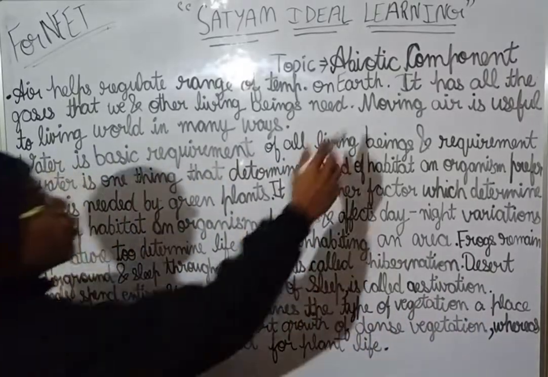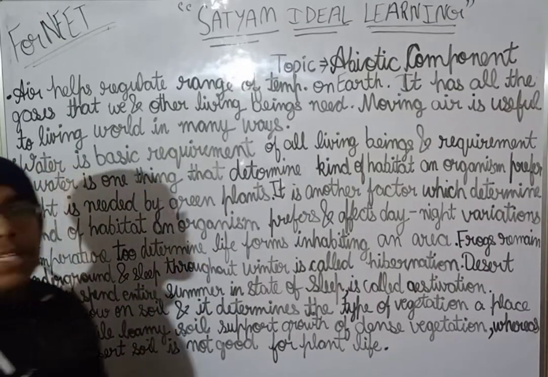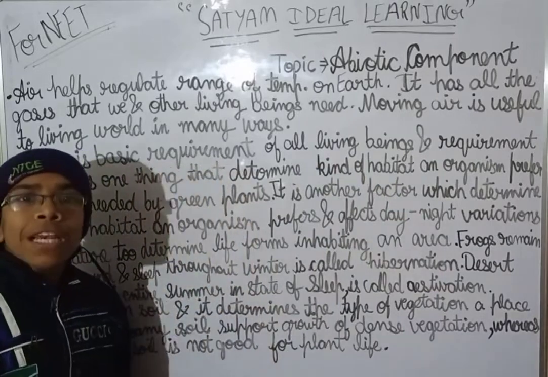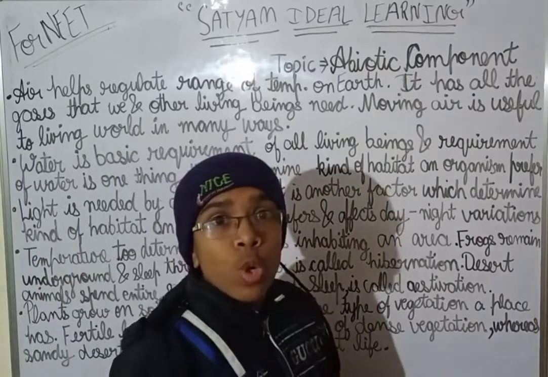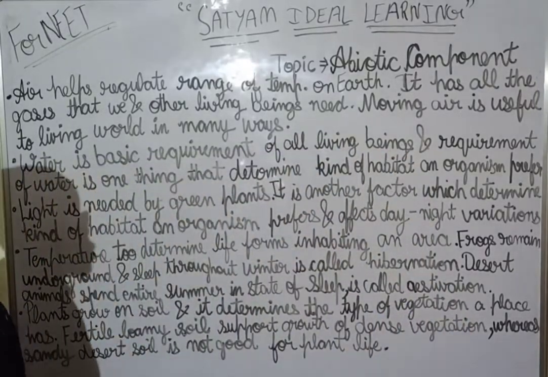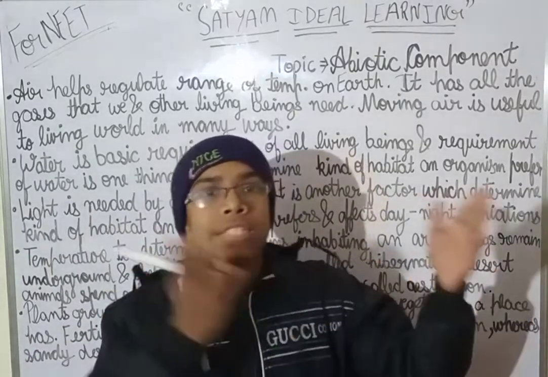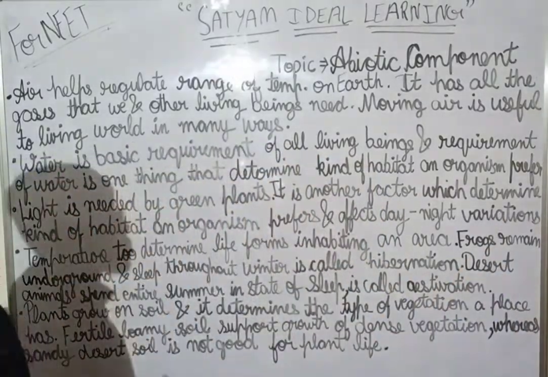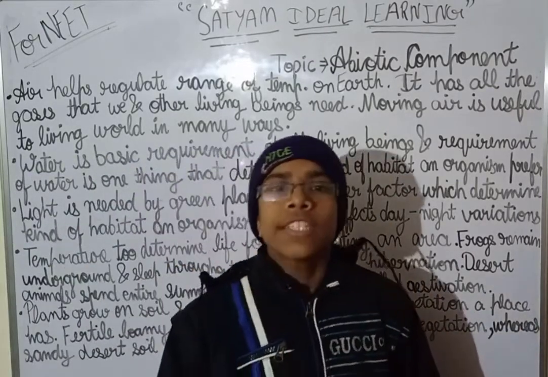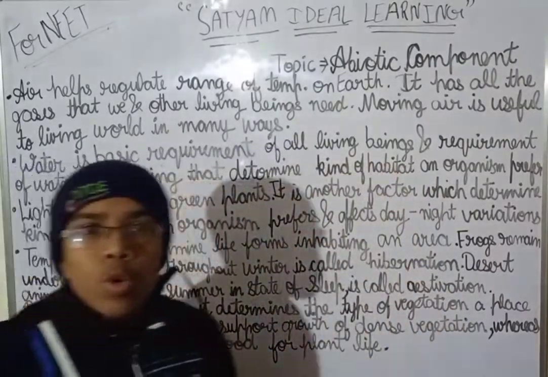So moving air or wind is useful to the living world in many ways, and it also helps in pollination. Wind pollination, as we have already discussed in the pollination lecture. So wind takes the pollen grains from the anther to the stigma. Now moving air also helps in one more thing. This is the most important thing, guys. The predators, you know?